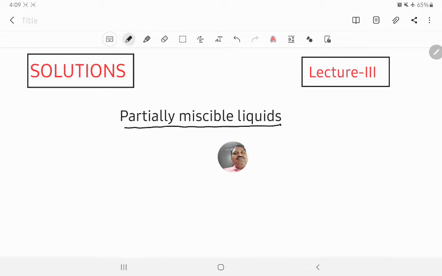Okay, in this lecture we will see the partially miscible liquids. Now what is meant by partially miscible liquids or partially miscible liquid pairs? We will consider only binary solutions. What is a partially miscible liquid pair? Suppose we consider two liquids A and B. This is called a partially miscible liquid pair only if they are miscible or soluble in one another to a limited extent or limited amount.